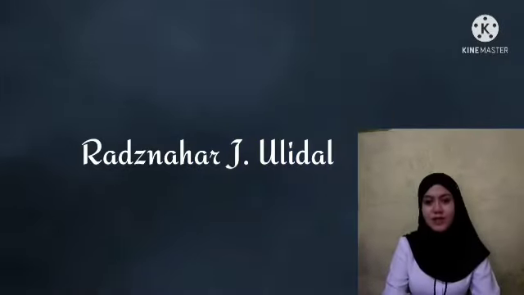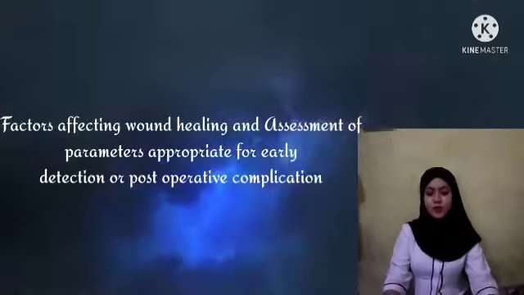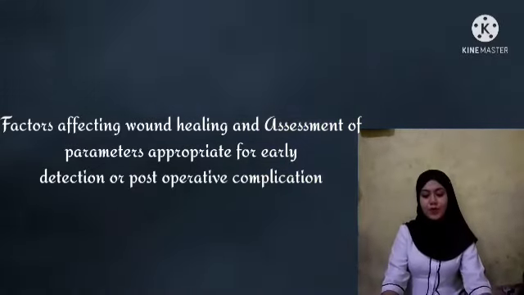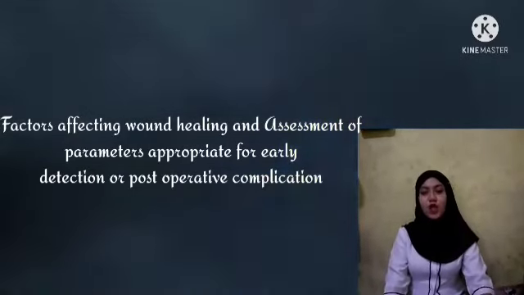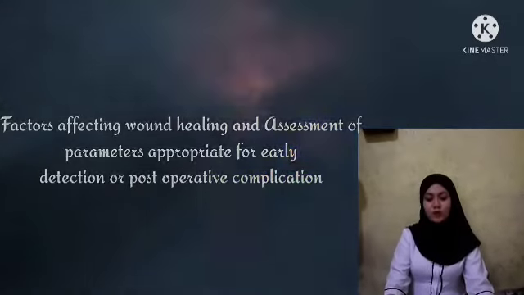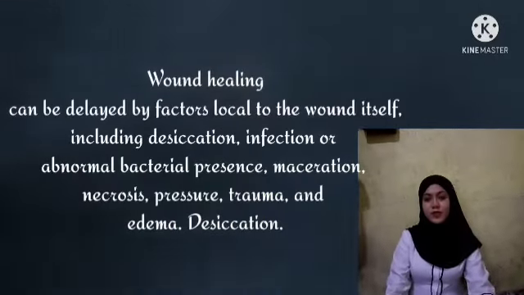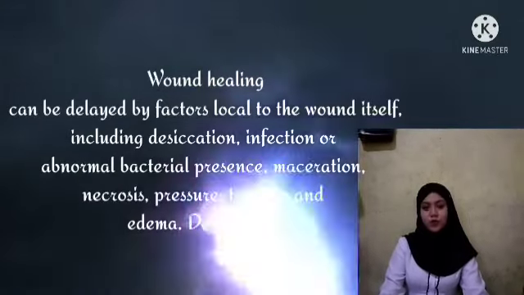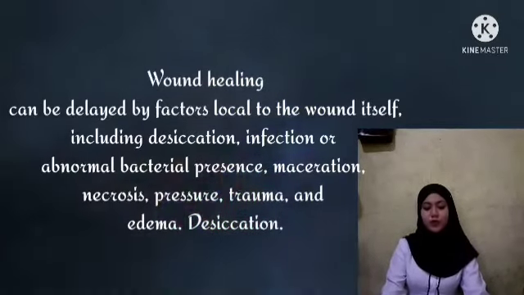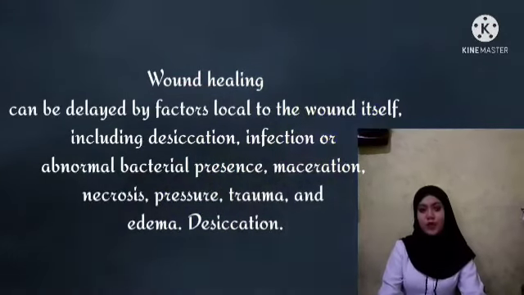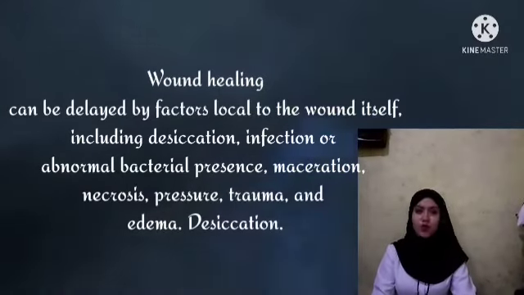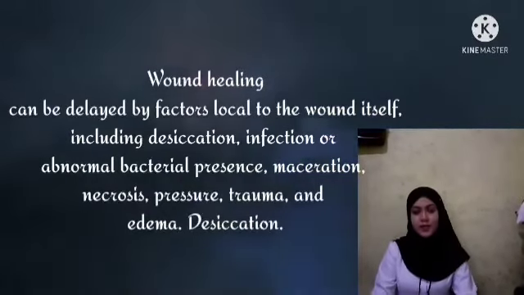Hello everyone, my topic is about factors affecting wound healing and assessment of parameters appropriate for early detection of postoperative complication. So when we say impaired wound healing, wounds including delayed acute wounds and chronic wounds generally have failed to progress through the normal stages of healing. Such wounds frequently enter a stage of pathologic inflammation due to a postponed, incomplete, or uncoordinated healing process.